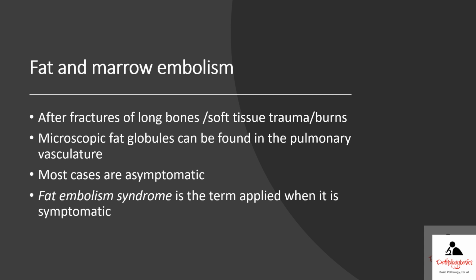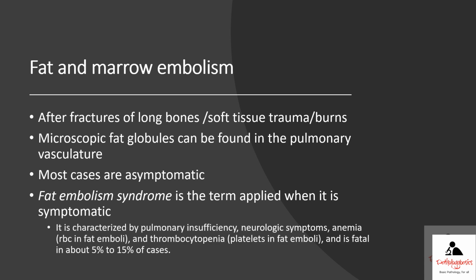Most of the cases are asymptomatic. We call it fat embolism syndrome when it is symptomatic. What happens in fat embolism syndrome? As I told you, the fat globules are found in the pulmonary vasculature. Therefore, it is characterized by pulmonary insufficiency mainly. If it goes to the brain, neurologic symptoms can occur. Anemia can be caused because RBCs can be trapped in the fat emboli, and it can cause thrombocytopenia as well.